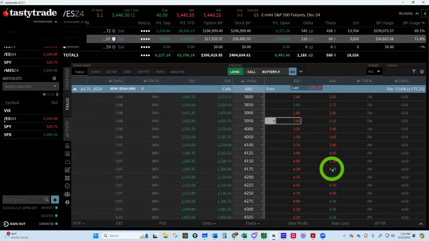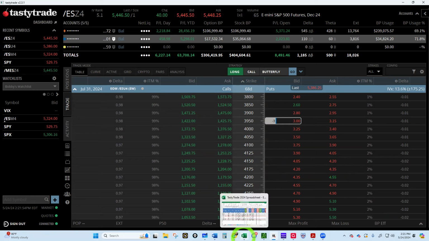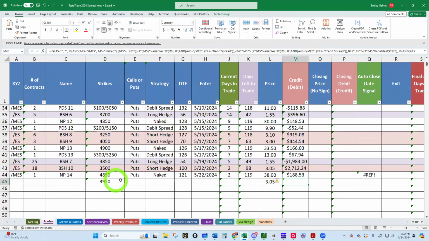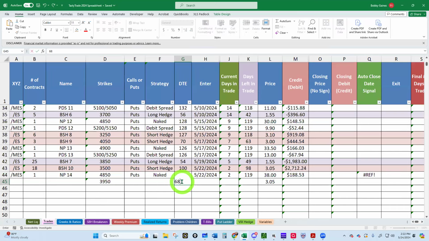Bingo. So we sold the 39.50s for $3.05. And we said we were going to do this at 68 days. So this is ES. Sold three. And we'll call this, I guess, BSH11. And put and short hedge and today's date.